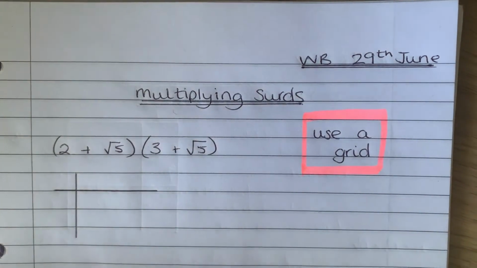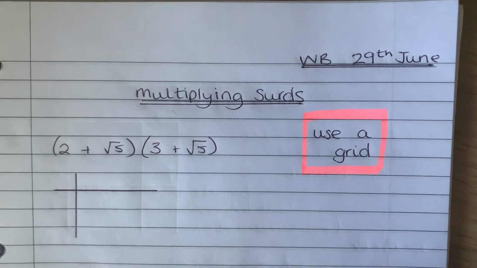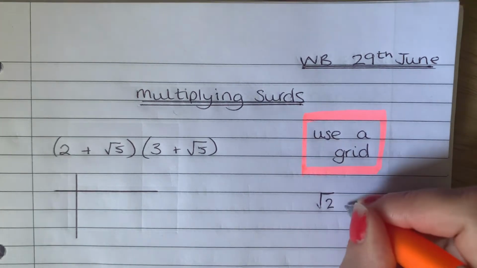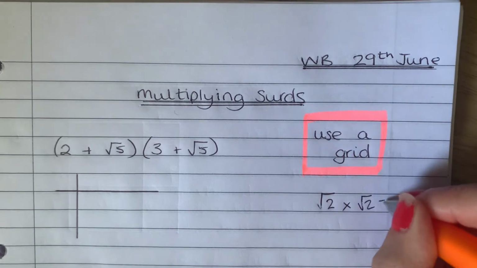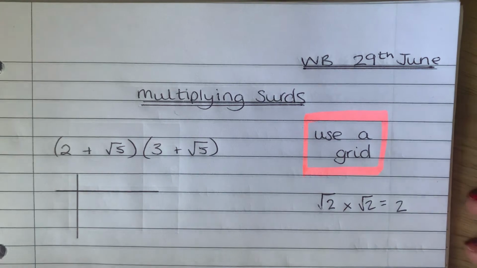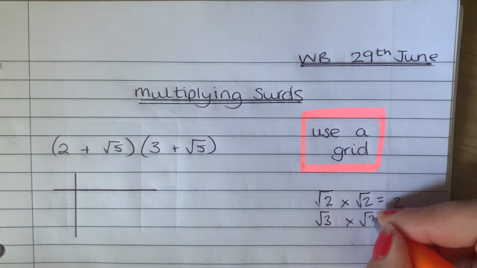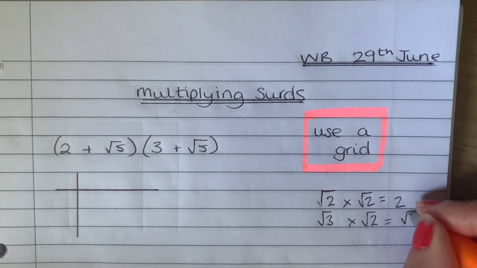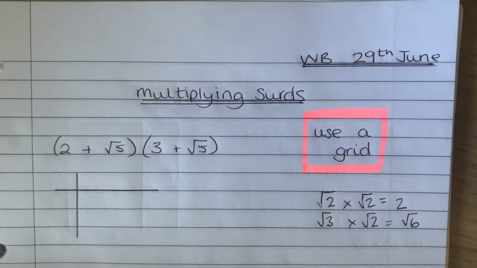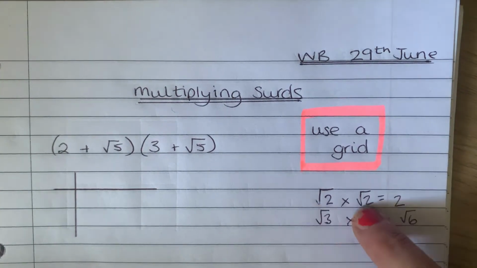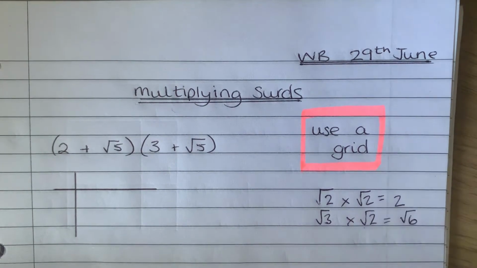So this time we're going to look at multiplying surds. Now, do you remember last lesson we said the fundamentals are that if they're the same, so root 2 times root 2, that would simply be 2, okay? If it was root 3 times root 2, that would simply be root 6, because we cannot simplify that any further, okay? So if they're the same surd, then it becomes that.